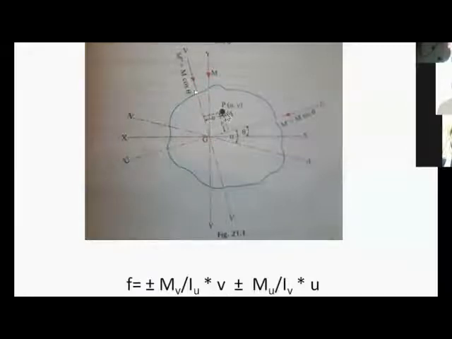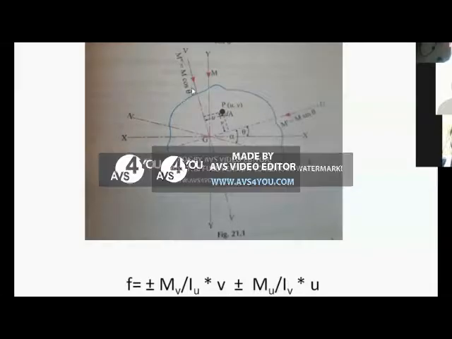So when you use M by I into y, that is the formula. Here M is Mv, divided by Iu, the moment of inertia about the neutral axis, which is UU now, the axis about which the moment is acting. Mv by Iu into v, and the other one is Mu by Iv into u. So this is the formula which you get: Mv by Iu into v and Mu by Iv into u.